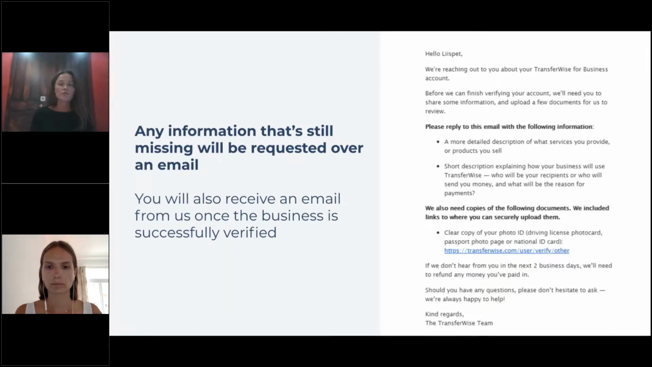So for instance, if you've given us sufficient information about your business, then we try to automate the verification by matching data with public sources. For example, in the UK, we're already able to verify businesses automatically. But in any case, if anything else is needed, then our verification team will be in touch with you and ask for additional information. And once we're able to verify your business, we also notify you via email. This will mean the account is fully functional and set up.